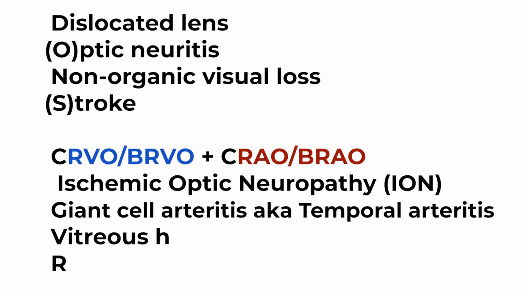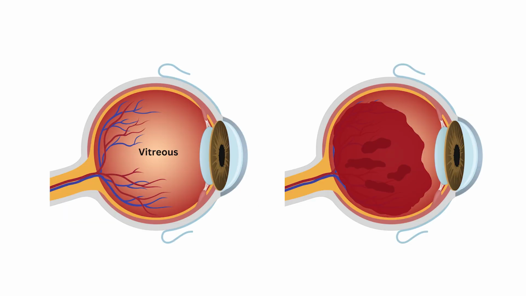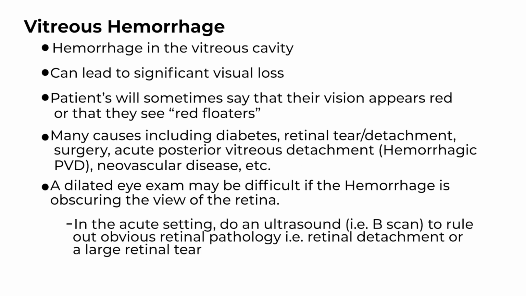The V stands for vitreous hemorrhage, and we often use the acronym VH in our notes. A vitreous hemorrhage is when there's bleeding inside the eye, specifically in the vitreous cavity. This can lead to significant vision loss. I've seen patients on call and they have hand motion vision, and it's due to a vitreous hemorrhage.